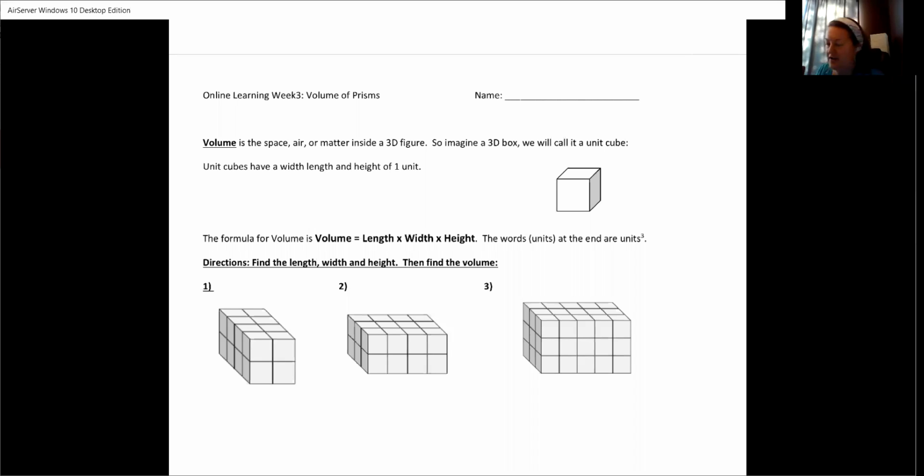We are doing volume. So volume is the space, air, or matter inside of a 3D figure. So we always start out with just a regular box, a cube. We're going to call it a unit cube, and they're called a unit cube because their width, their length, and their height are all one unit. So we would call this the length. We would call this part over here the width. And we would call this part over here the height.